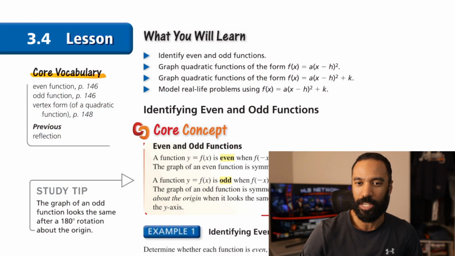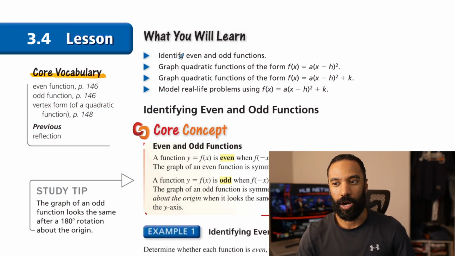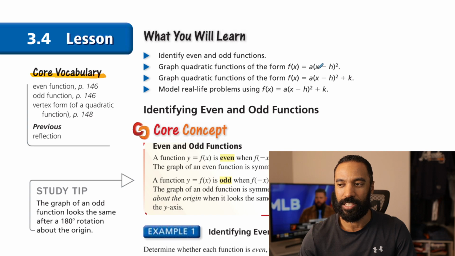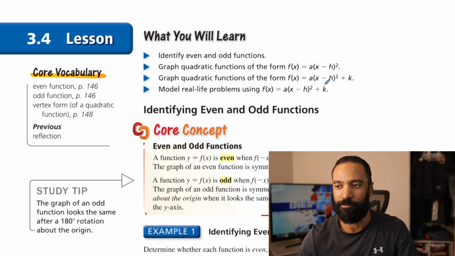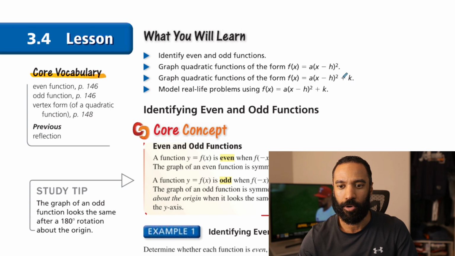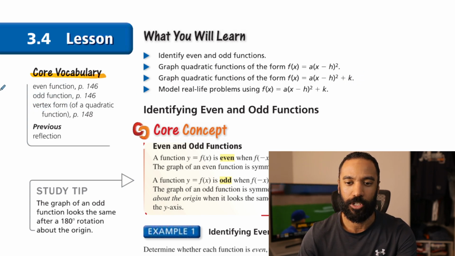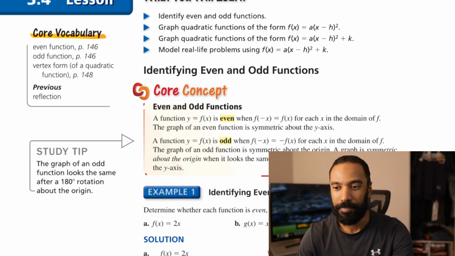But let's take a look at the lecture first and see what kinds of problems we have to deal with here. We are going to identify even and odd functions. I guess that's the beginning part. Graph quadratic functions of the form a times x minus h quantity squared. There's no plus k yet, and then they throw in the plus k, so I guess there's that. And model real-life problems using that. This is also known as vertex form, and I hope they're going to call it that. It looks like it. They're going to call this thing vertex form right here. So we'll dive into it when it comes along.